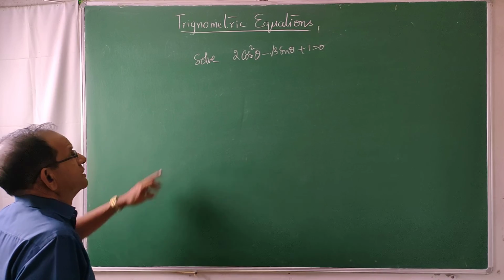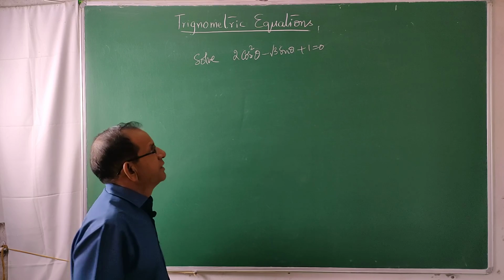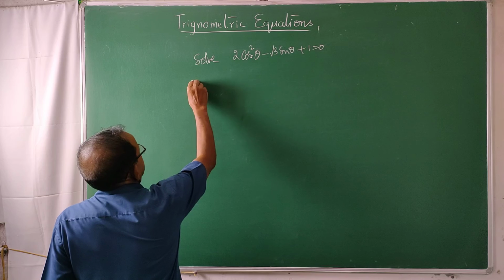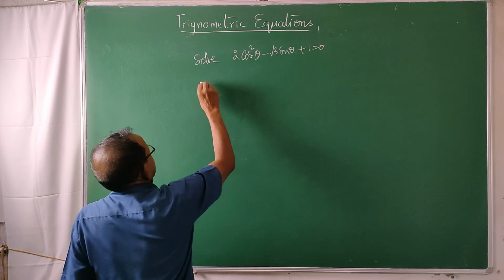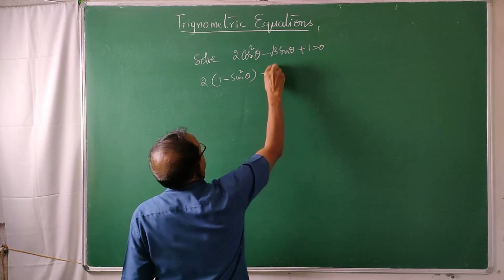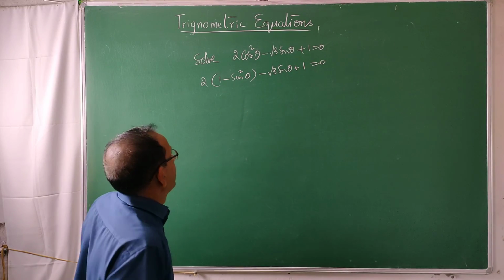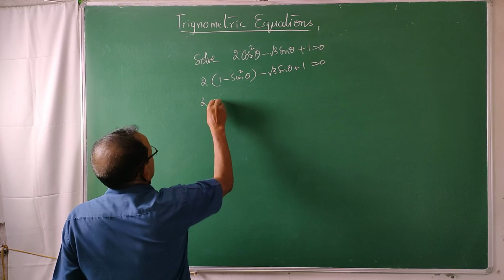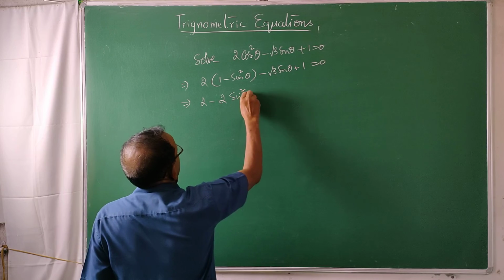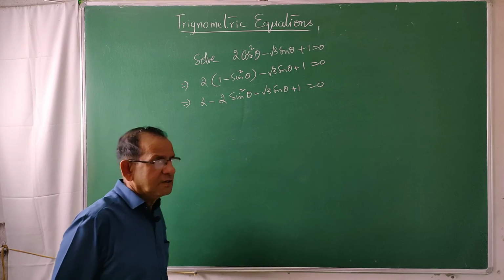Now see this question, it is a quadratic equation in terms of cos theta. You can convert this equation into sin theta terms. That implies you can write this as 2 into 1 minus sin square theta minus root 3 sin theta plus 1 equal to 0. Now that is 2 into 1, 2 minus 2 sin square theta minus root 3 sin theta plus 1 equal to 0.